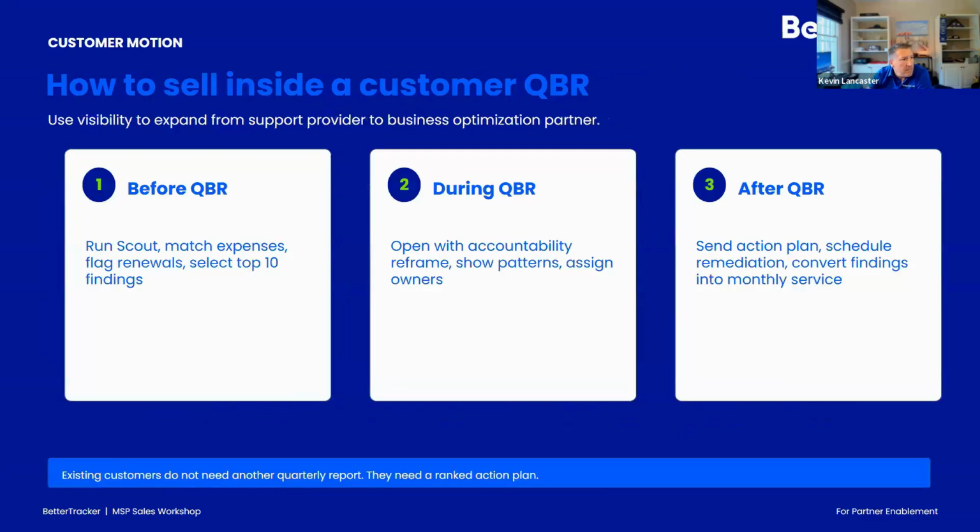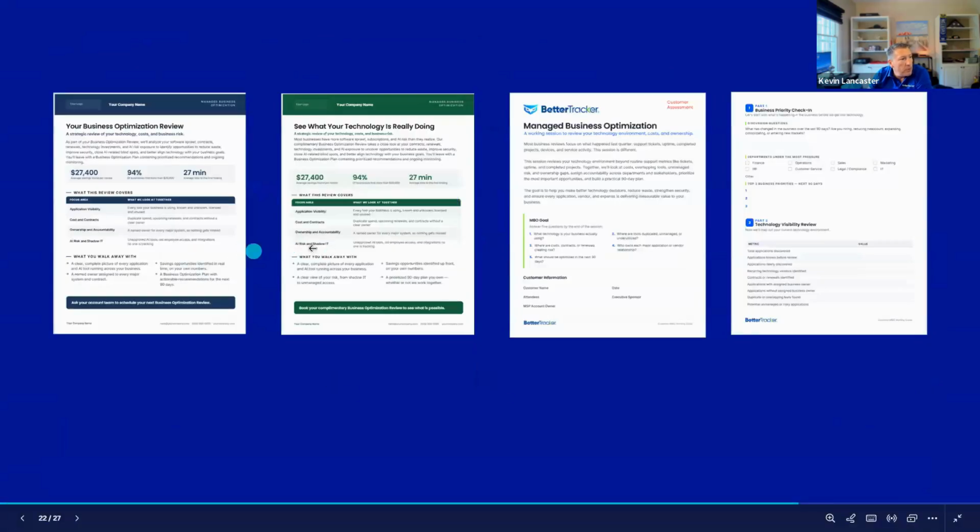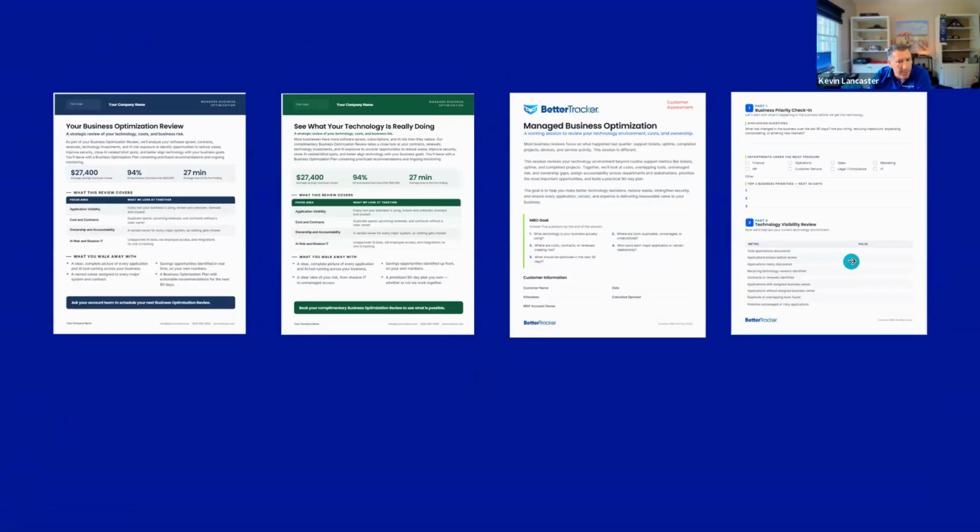And how to sell inside a customer QBR, right? You have access, you run the report, you open with accountability, you reframe, you show patterns and assign ownership. And afterward, you send an action plan. And I'll show you, we've got some really cool checklists. If you just want to start with the checklist, that's totally fine. I'll send this out to you, but you've got objective handling. Again, these are the flyers that you can drop your logos on. This checklist, I think, is 8 pages, so you can start scoring it. You can do it manually. We'll give you this as well.